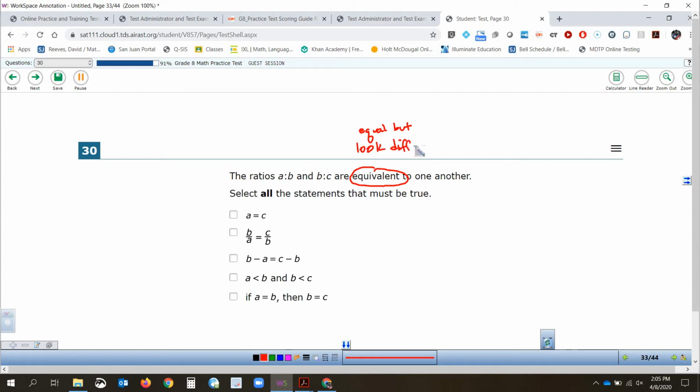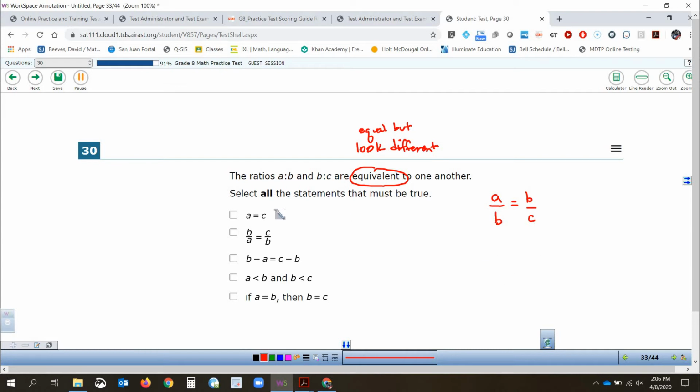They are equal, but they look different. So when they tell you two things are equivalent, you can actually set them equal. And these are ratios, and you can write ratios with colons like they did, or you can write ratios as fractions. So A over B has to equal B over C.